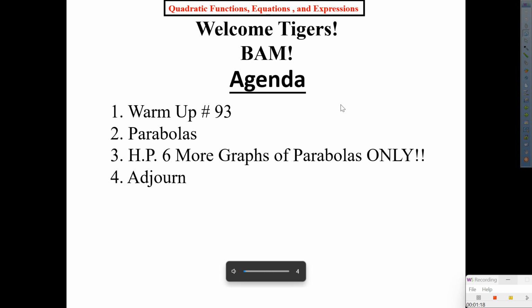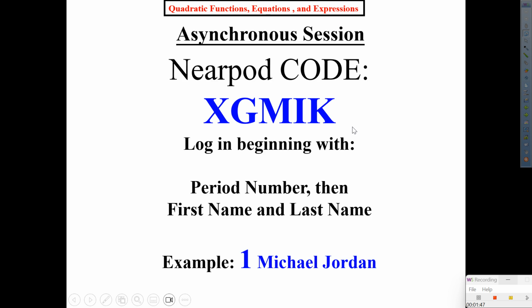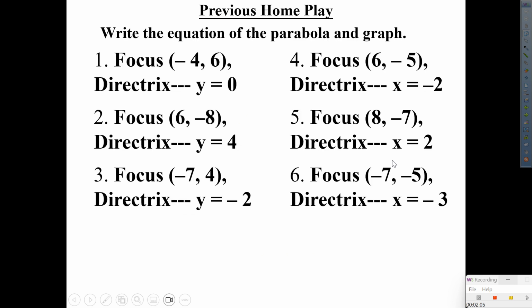So if you fall behind, here's the code for today's presentation, XGMIK. XGMIK. Write that down. For those of you that are following on YouTube, write it down so you have access to the practice. All right? So with that said, previous home plate were these 6 you did by yourself, yes? All right, hold on to those. Check out tonight's, though.